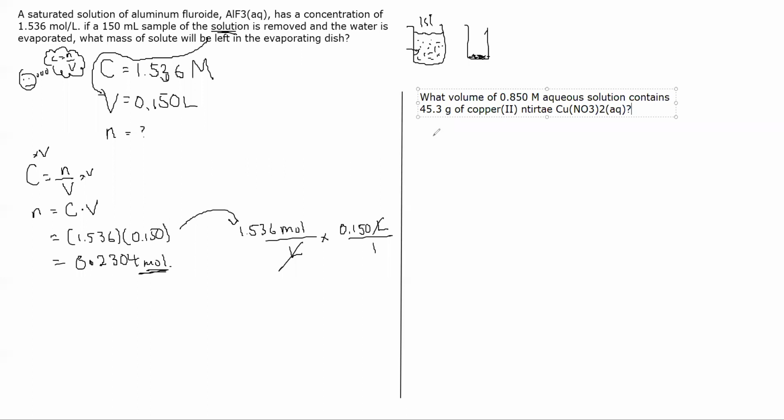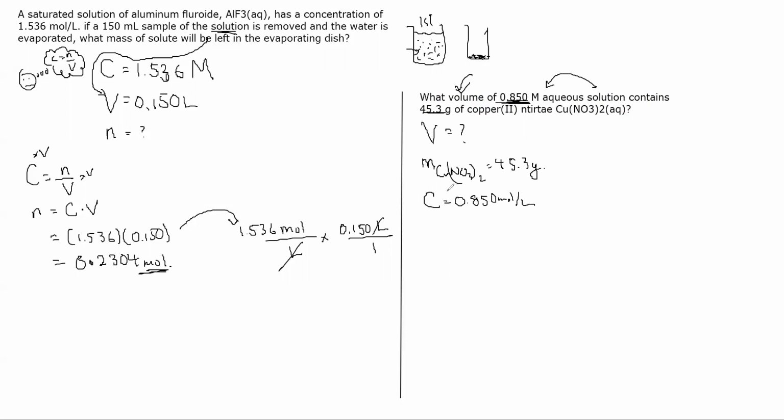Okay, here we go. Let's break it down. What volume is what I need? It contains the mass of Cu(NO3)2 of 45.3 grams. And without even saying it, they actually gave me the concentration in a semi-sneaky way. So here's a solution that is of that concentration. If I use 45.3 grams, let's say in a lab experiment, what volume of the solution would I have on me? Okay, let's do it.